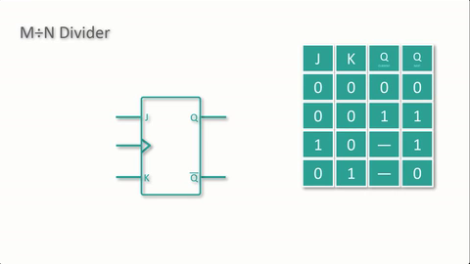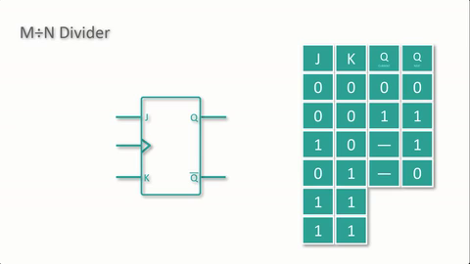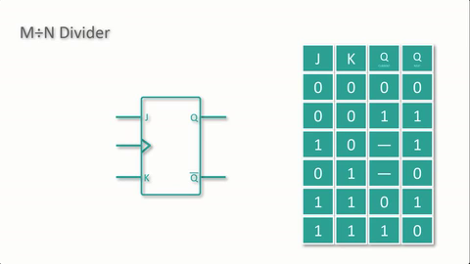But what if both the J and the K inputs are high? Then, each time the clock ticks, the flip-flop changes its state. In the language of the designer, it toggles. If the flip-flop was set, it becomes clear. If it was clear, it becomes set.